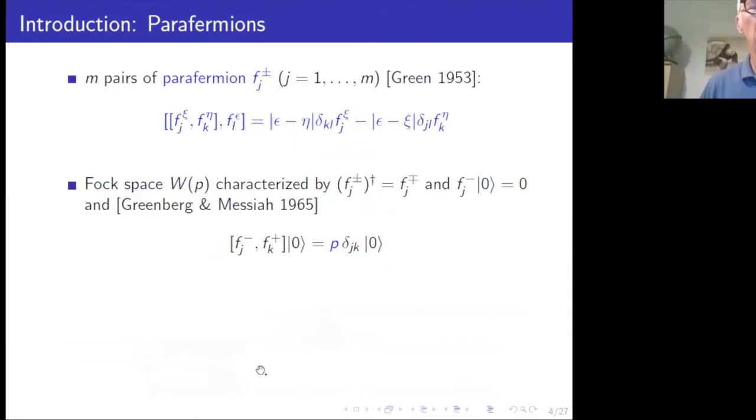No, there are multiplicities appearing, and these are in general not easy to understand. So the same story more or less holds for parafermion relations. So m pairs of parafermion operators, fj plus or minus, also introduced at the time by Green, again introduced by triple relations, not quadratic relations, but triple relations as follows. The Fock spaces, I've called them now Wp, are also characterized by a positive integer p. This annihilation of the vacuum is not sufficient to have a unique vacuum. There should be more relations, and they are given in the following line here.